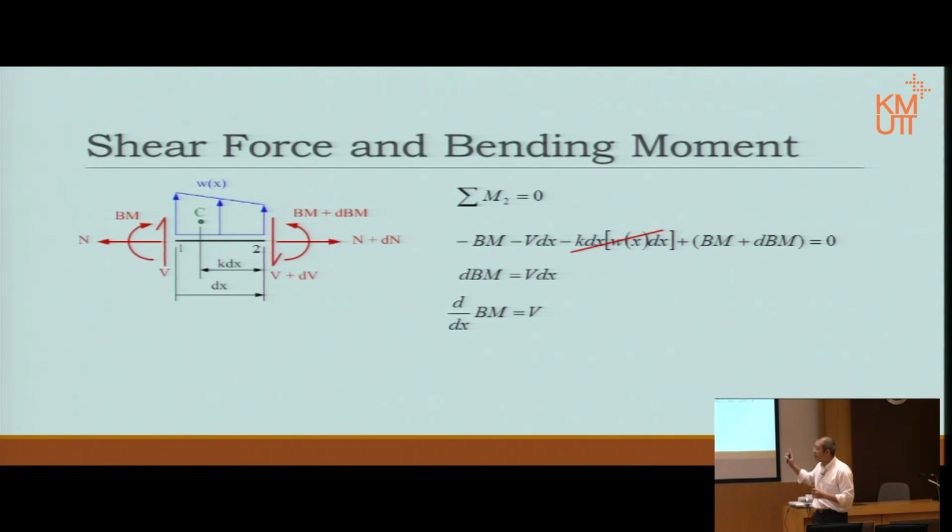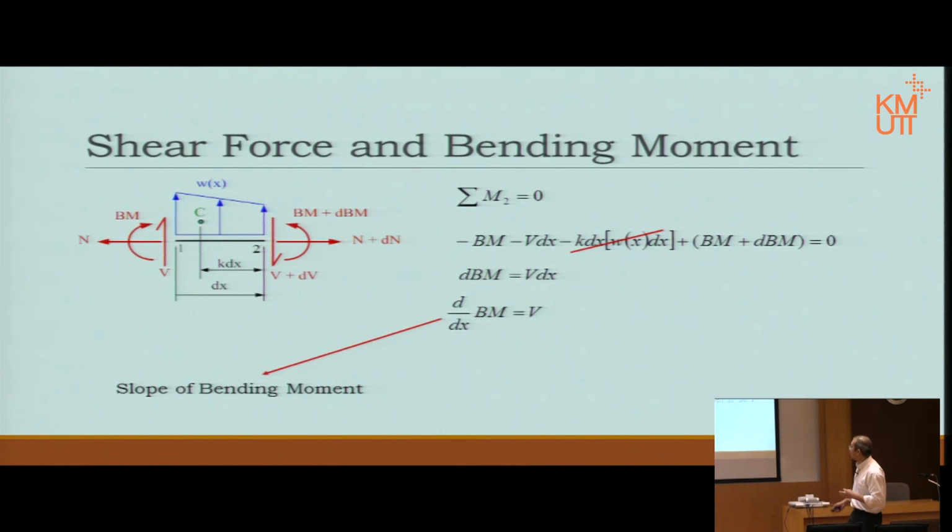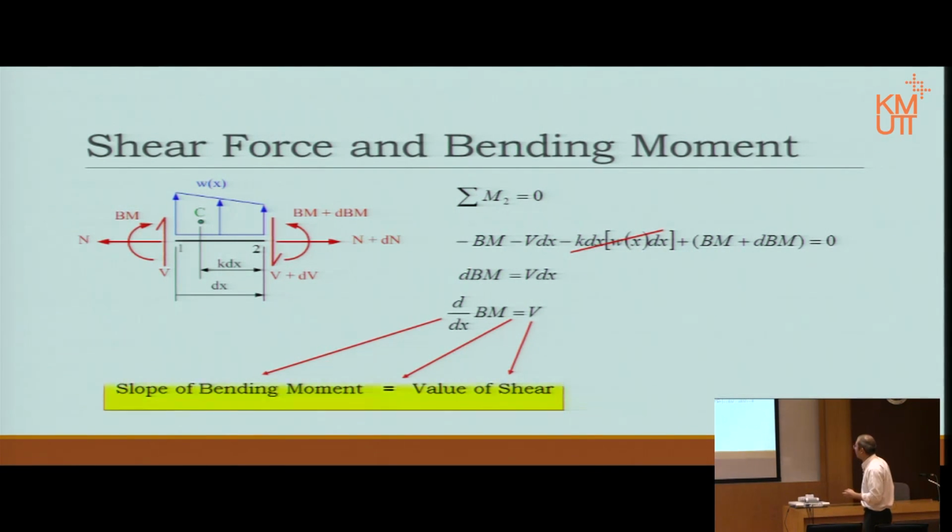Therefore, if we differentiate the function with respect to its variable, then we should get the slope. But in this case, we have it equal to the shear force. Therefore, the slope of the bending moment is equal to the value of the shear. Basically, the function of the slope of the bending moment is equal to the function of the shear. So once we draw the shear force diagram, we should know the slope of the bending moment at any point on that beam or structure immediately, because the slope of the bending moment is equal to the value of the shear at that point. So that is the second proof.